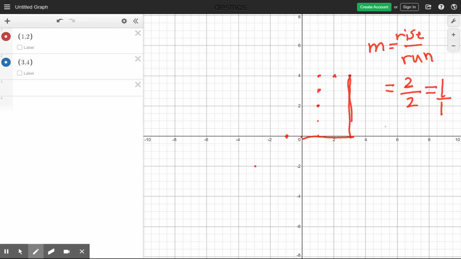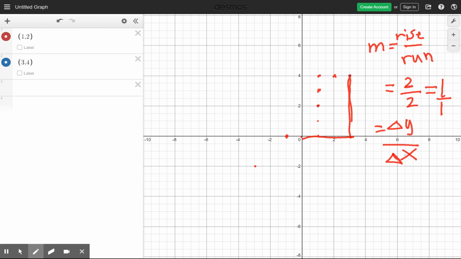In other words, we have the change in y divided by the change in x. Or you can think of it in terms of a ratio. Slope is a ratio between the change in y and the change in x. But you've got to make sure that you're putting the change in y in the numerator of your fraction and the change in x in the denominator.